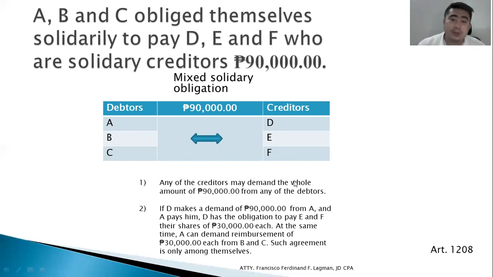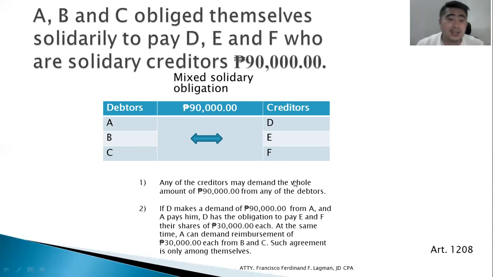Okay? Ngayon, as between the creditors, sila, dapat magbabayaran sila. Kung sino yung kumolekta dito sa example, ang kumolekta dito sa example ay si D. Kung kumolekta siya ng 90,000, he has to pay E and F 30,000 pesos each. Okay? Kailangan niya ibigay yung share, hindi pwedeng sa kanya lang yan. But that is only among themselves. Sila, pwede sila magkasuhan. But as far as the debtors are concerned, bayad na sila.